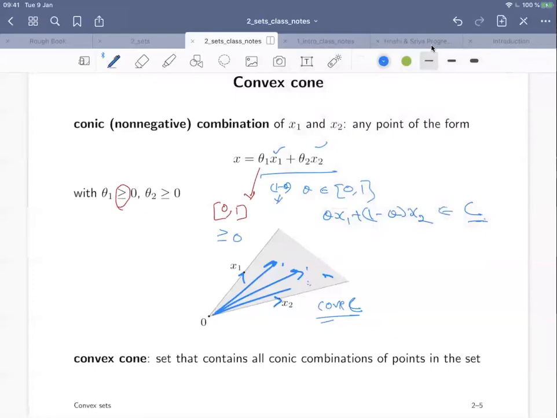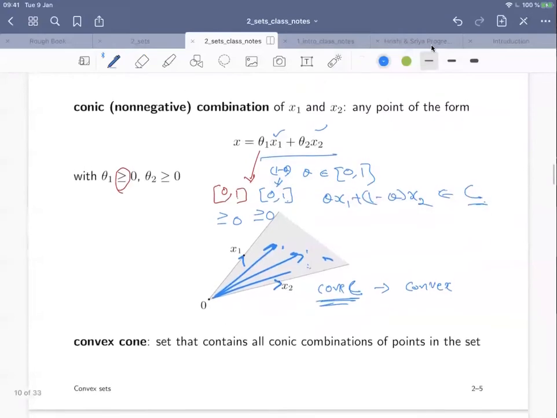That also has to be, if theta is between 0 and 1, then 1 minus theta is also between 0 and 1, right? Which is again a positive or non-negative quantity, right? So when you put this constraint of conic combination, already the criteria for convexity is satisfied. So we can say that cone C is a convex set, or it's a convex cone. So such cones are called convex cones.